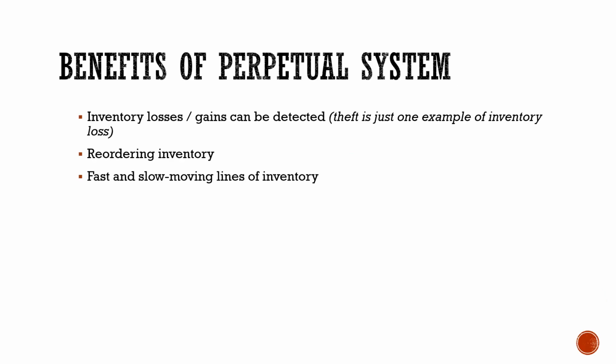So here are some of the benefits of the perpetual system. Firstly, we can identify any inventory losses and gains. Secondly, we can reorder inventory as and when they are needed, therefore reducing the need to store too much inventory. We can also identify the fast and slow moving lines of inventory and therefore make decisions accordingly as to which inventory to purchase in the future.